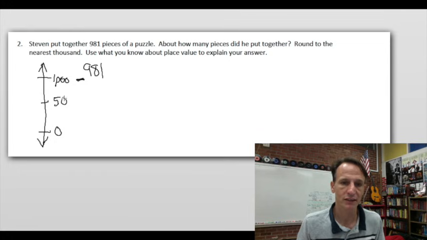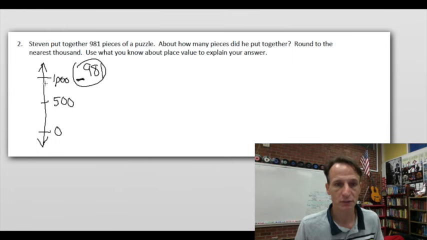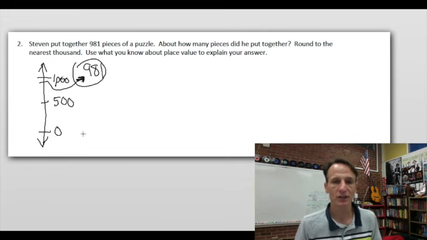500 is half of 1,000. I'll put a little circle around this, 981. Where does 981 fall on this number line? Well, it's definitely more than 500, right? It's practically 1,000. It's how many away? It's 19 away from 1,000. On the scale of 1,000, it's way up here. I'll just turn this into an arrow pointing to it. That's where our 981 goes.